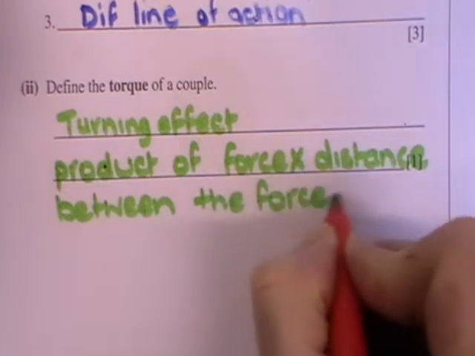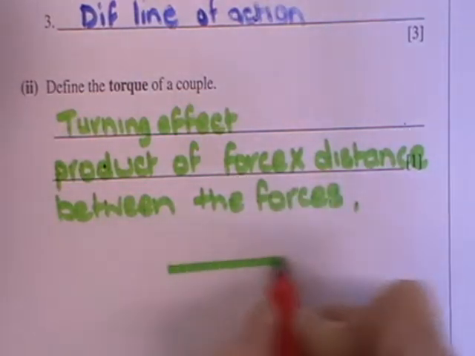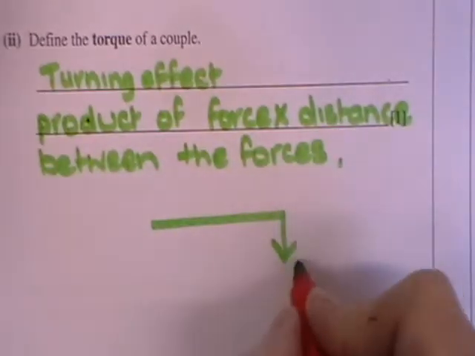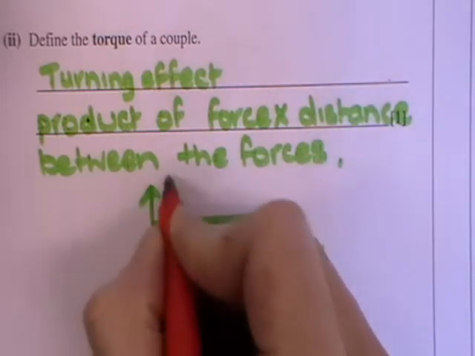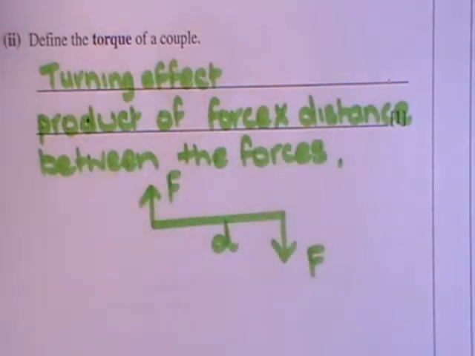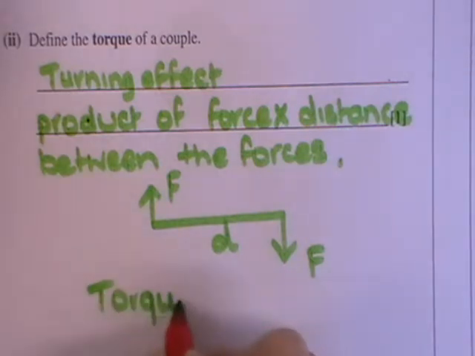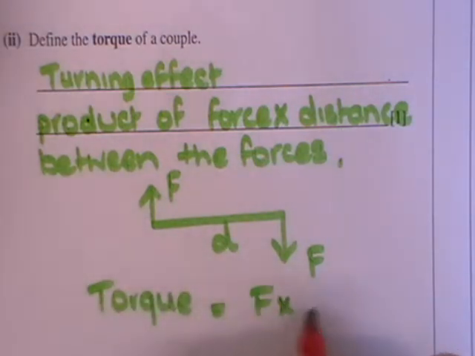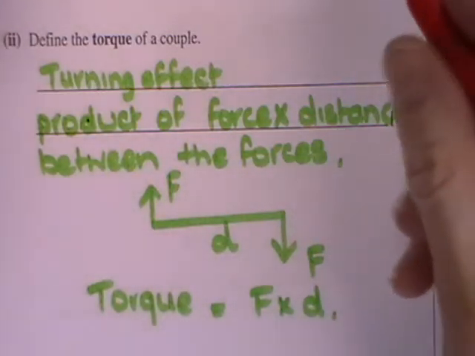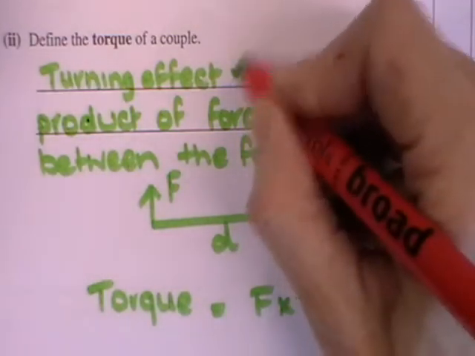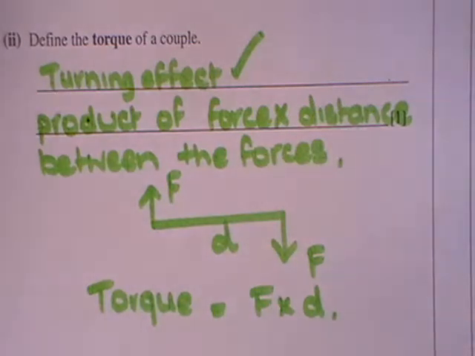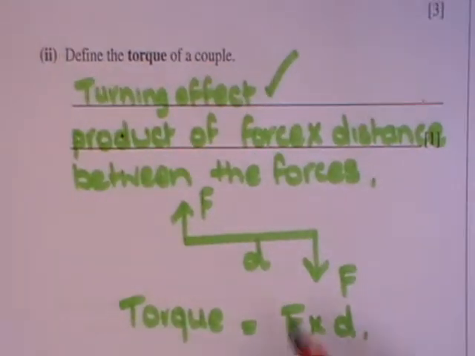It might also help if you draw a wee diagram. So if you do a wee diagram to show your couple, then you'd have F, F, and then D between them, and therefore the torque equals F times D. But they're given a mark for saying it's a turning effect of the couple. That's as simple as you can get it there. Just to make sure you get your mark, I would maybe do something like this here.